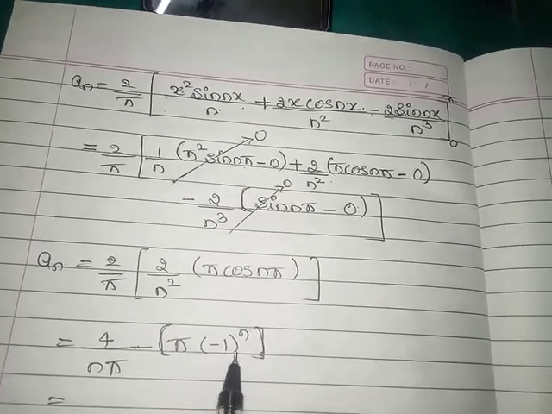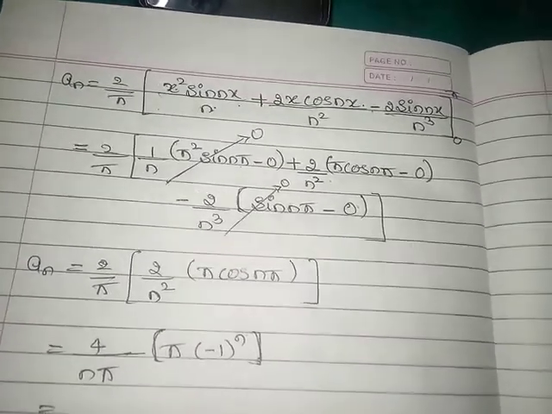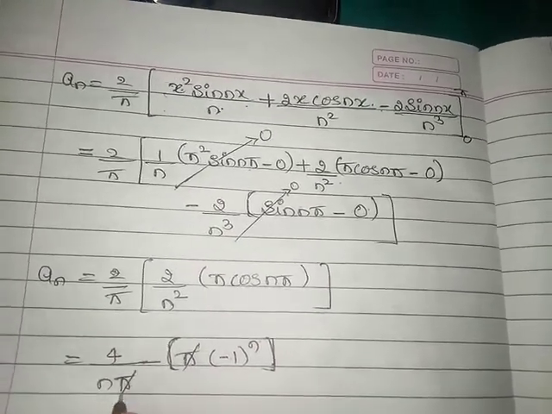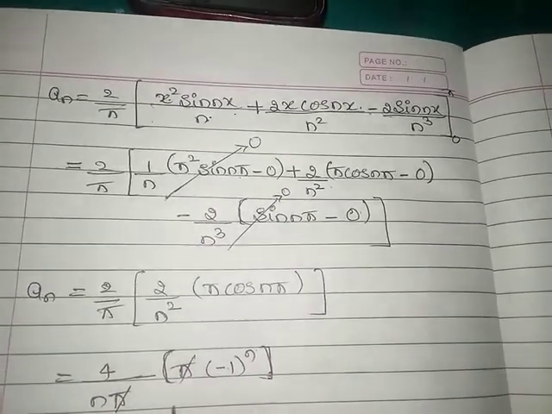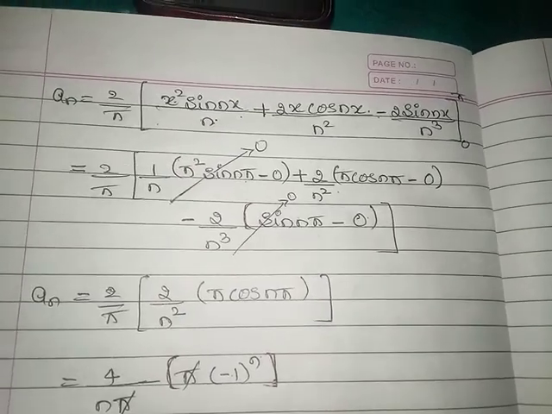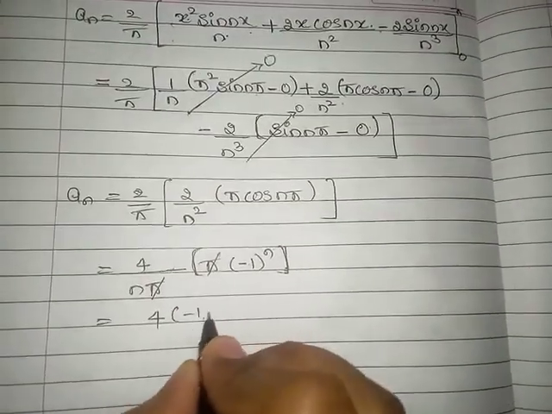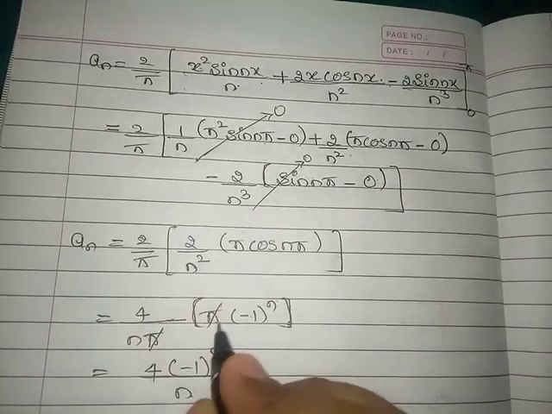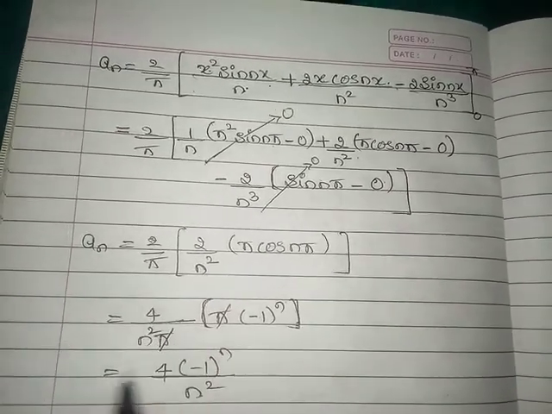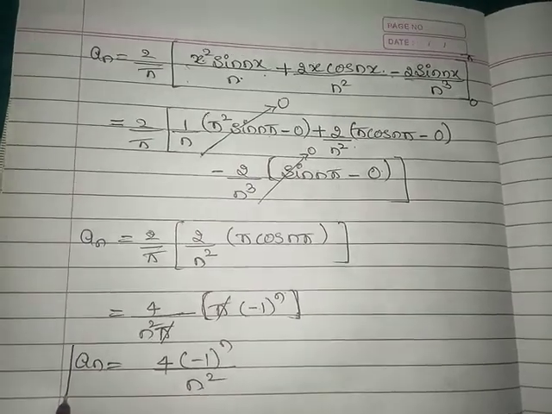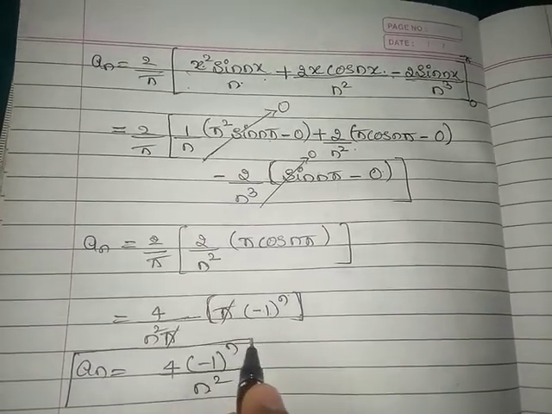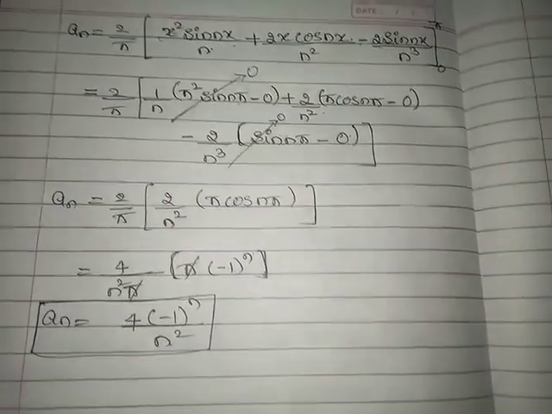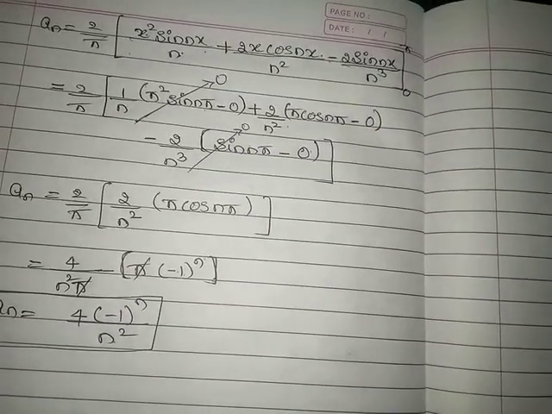According to that, minus pi into minus 1 raised to n. Then this pi cancels with this one. We have 4 into minus 1 raised to n divided by n square. So an is 4 into minus 1 raised to n divided by n square.